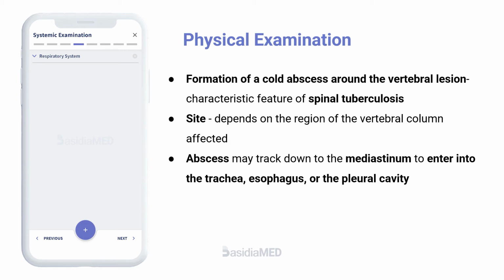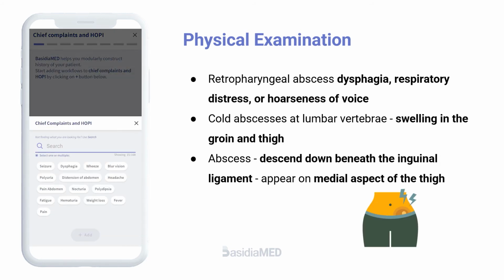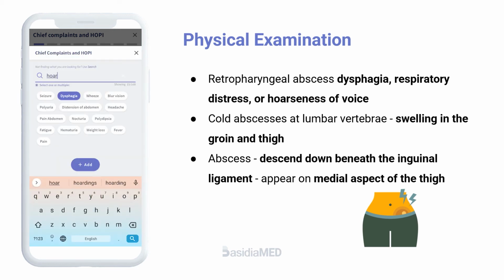The site of cold abscess depends on the region of the vertebral column affected. In the cervical region, the pus accumulates behind the prevertebral fascia to form a retropharyngeal abscess. The abscess may track down to the mediastinum to enter into the trachea, esophagus, or the pleural cavity. Retropharyngeal abscess can produce considerable pressure effects, such as dysphagia, respiratory distress, or hoarseness of voice.